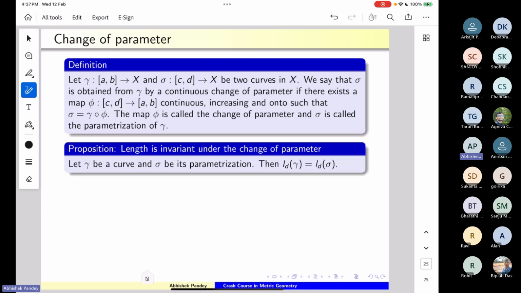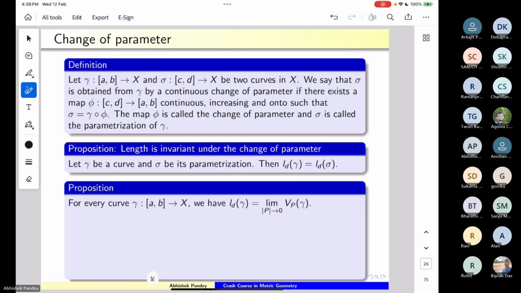So basically the length is invariant under the change of parameter. If we have a curve and we reparameterize it and get another curve sigma, then the length will be the same. This is quite an important property. For every curve, the length of gamma is basically the limit, as the modulus of the partition tends to 0, of the variation of the curve gamma. Note that we are not taking a rectifiable curve, so this can go to infinity also.